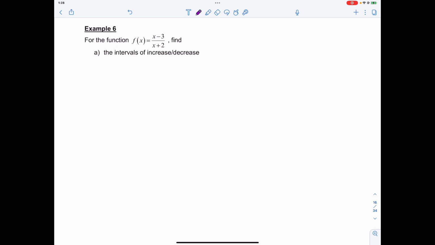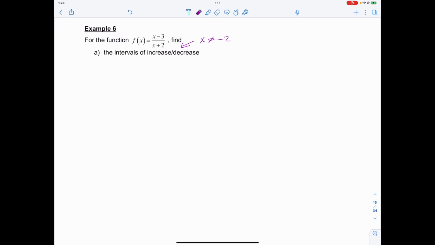For example 6, it says for the function f of x is equal to x minus 3 over x plus 2, find the intervals of increase and decrease. Well, what do we know about this? We know our original function has an x plus 2 in the denominator, which means that x cannot equal negative 2.